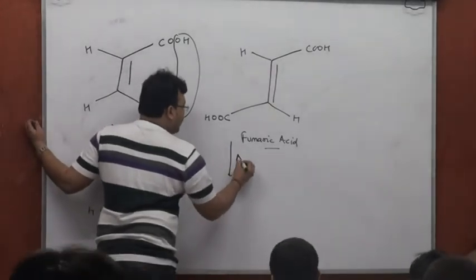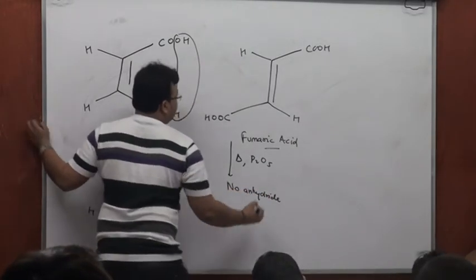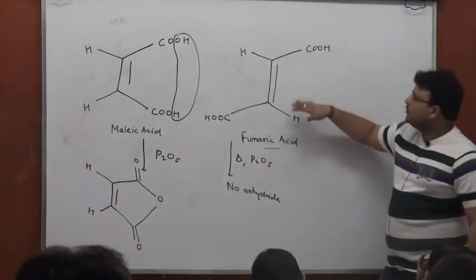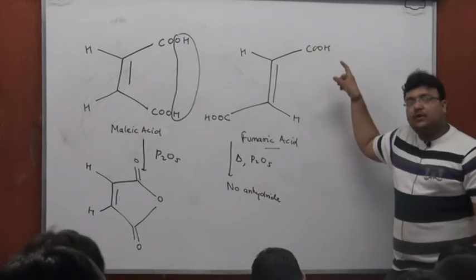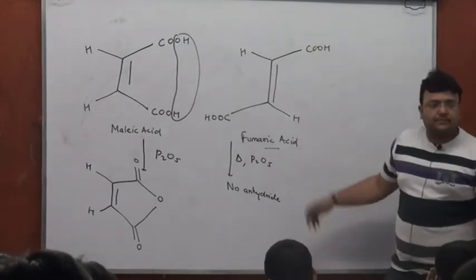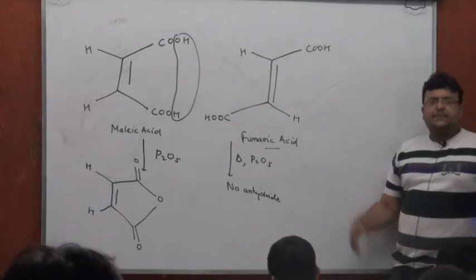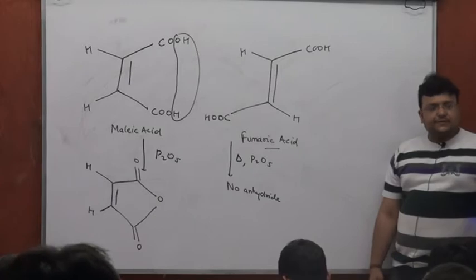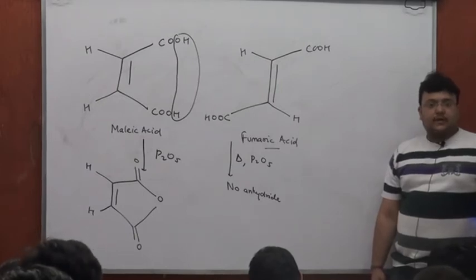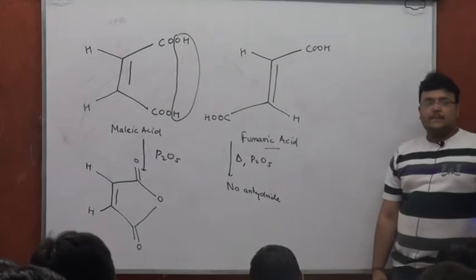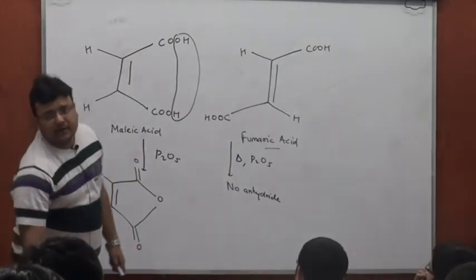whereas fumaric acid, the trans isomer, on heating or with a dehydrating agent will produce no anhydride, because the two COOH groups are on either side of the pi bond. They're too distant for a mole of water to be removed. So there could be some chemical tests. For this particular pair of isomers, the cis form is going to easily produce anhydride. The trans isomer will not. Fair enough? Maleic acid forms maleic anhydride. Fumaric acid doesn't form fumaric anhydride that readily. Can we move on then?